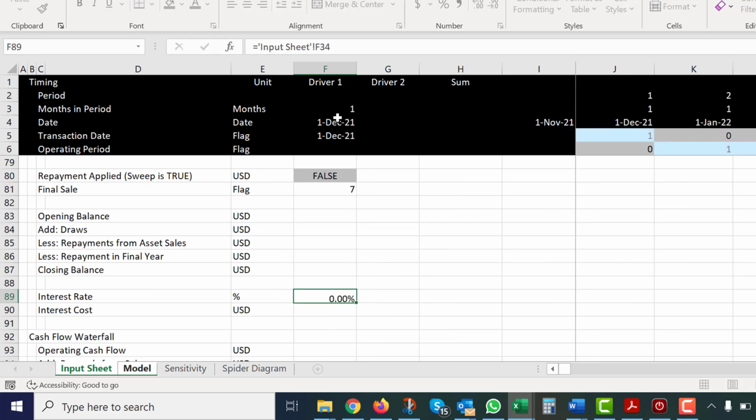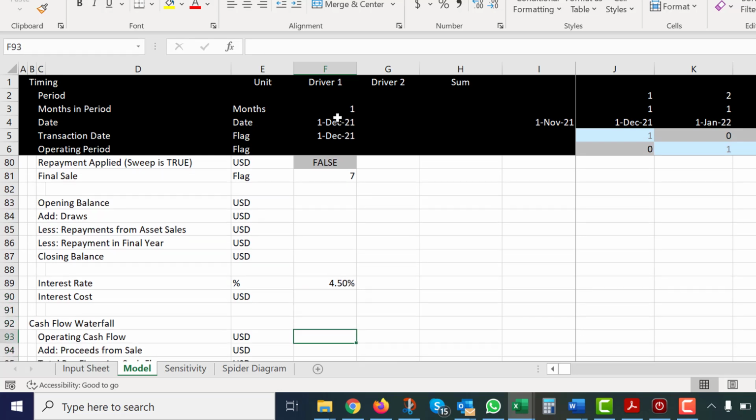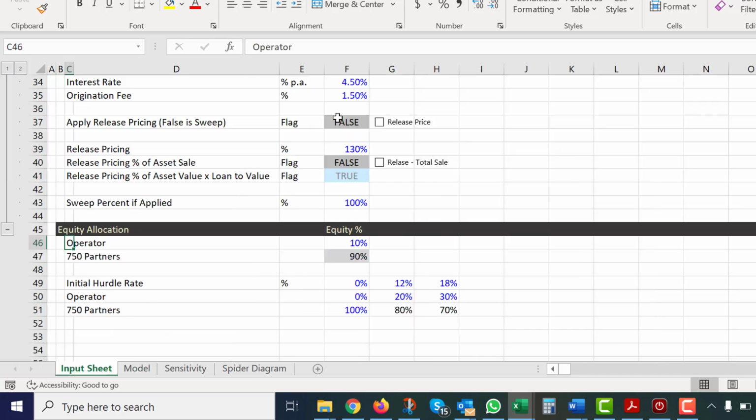I lowered the interest rate, but we'll put that in on a periodic basis to get our interest costs. And then finally, we'll compute our cash flow waterfall, which is our operating income, add the proceeds from sale, less all the interest, less the repayment of debt, and we'll put our equity contribution in and get our net equity cash flow.